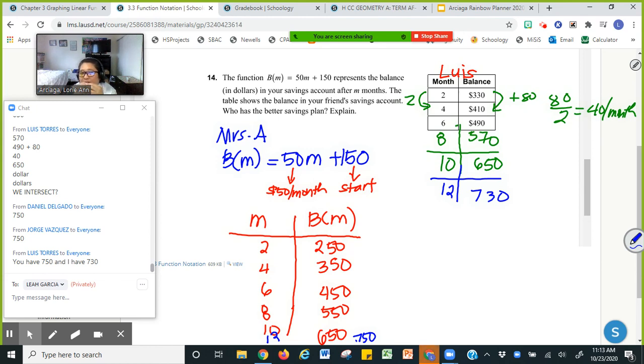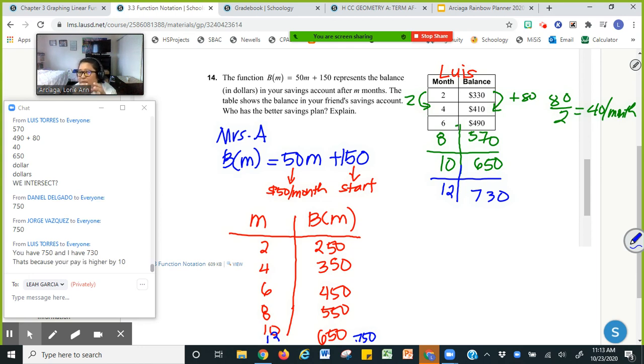Okay. So what's the moral of that story? Even if you start small, if you continue and be consistent, that's because your pay is higher by 10. My monthly amount, right? So even though I started with a small amount, I kept banking 10 more. But in real life, if you go to banks, they could say, oh, I'll give you, Mrs. Arciaga, let's say $50 interest every year. And then Luis, your bank would say, well, I'll give you like $40 interest per year if you invest your 330. So you got to be wise, you're going to become adults soon. So you have to be able to tell the difference.